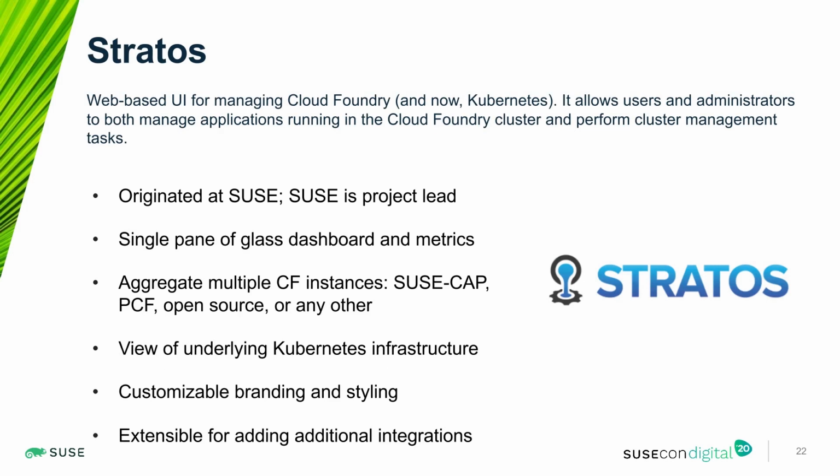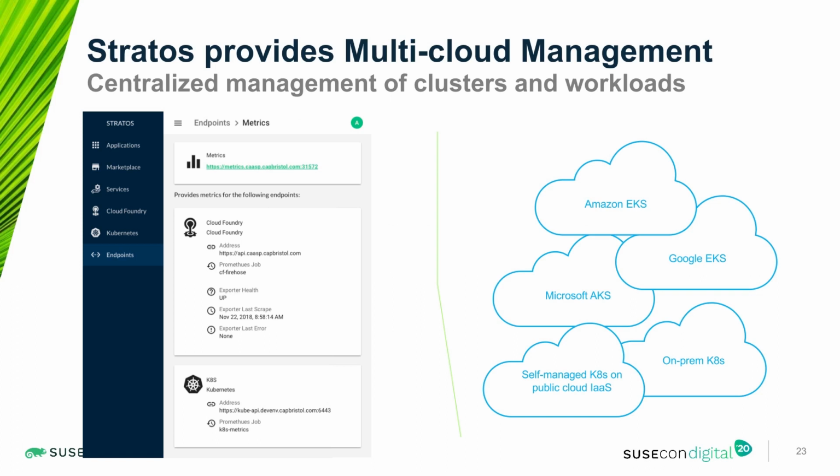Stratos is a web-based single pane of glass dashboard and metrics that allows users and admins to manage apps running in the Cloud Foundry cluster and do cluster management tasks. Additionally, it provides a view of the underlying Kubernetes infrastructure. Stratos provides a centralized way of managing your cluster and workloads regardless of where they are, enabling multi-cloud management across all supported Kubernetes deployment options.